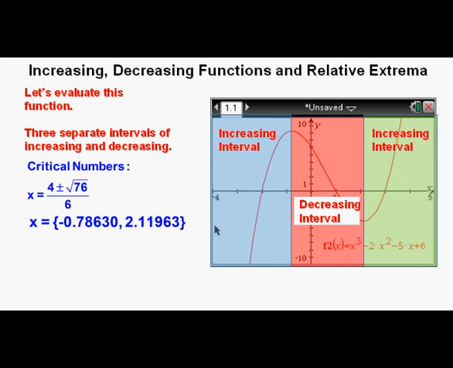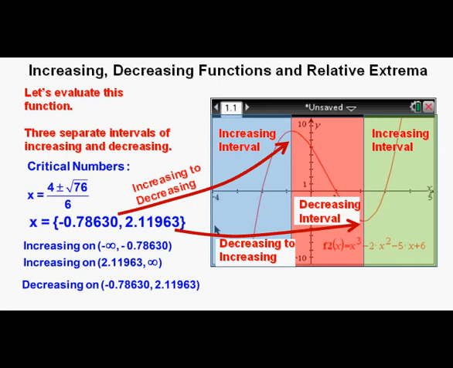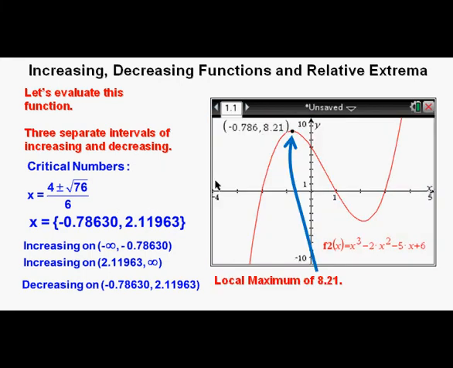0.78630 and 2.11963. These values are the x-coordinates of the function where the function changes from increasing to decreasing and from decreasing to increasing. So we say that the function is increasing on negative infinity to negative 0.78630 and from 2.11963 to infinity, yet decreases from negative 0.78630 to 2.11963.